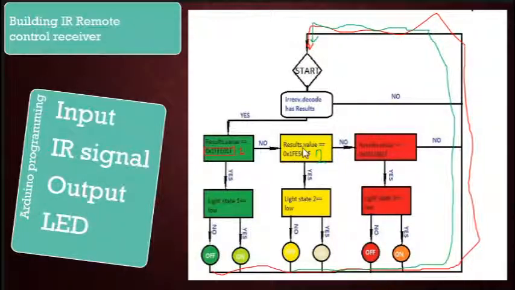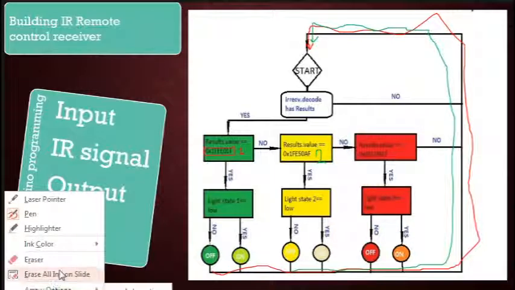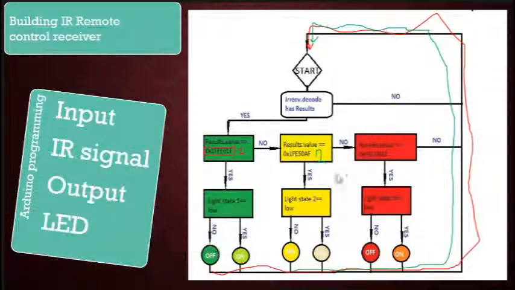And again here, if result.value is not even equal to the hexadecimal value of button 2, then we check whether it is equal to the hexadecimal value of button 3. This is the hexadecimal value of button 3, and if it is, then we check whether the light state is low. If it is low, then we turn it on and return to the start of the program, and if it is not, this means that the LED is already on. Thus we turn it off and return to the start of the program.